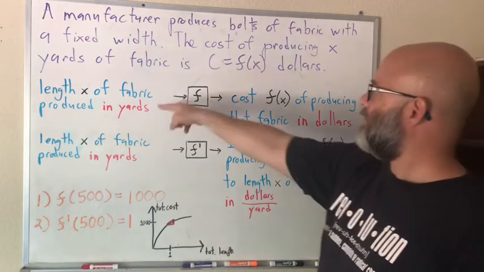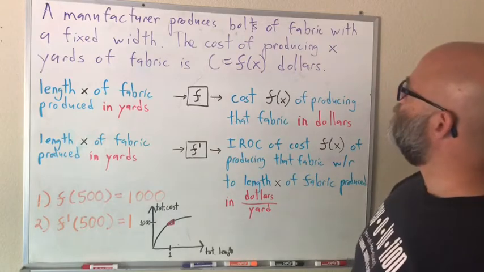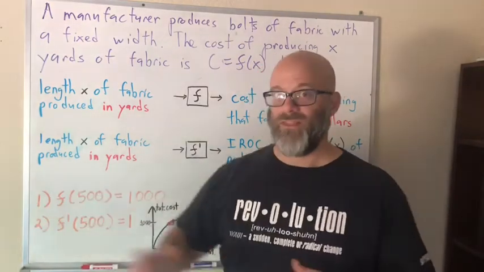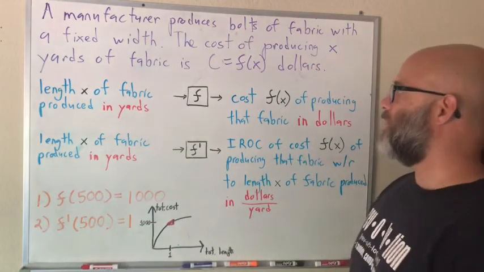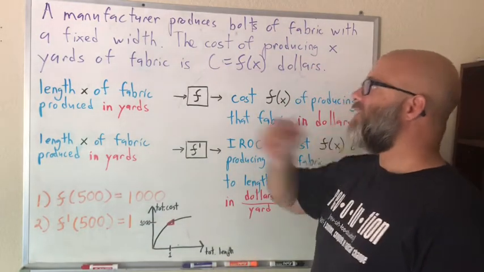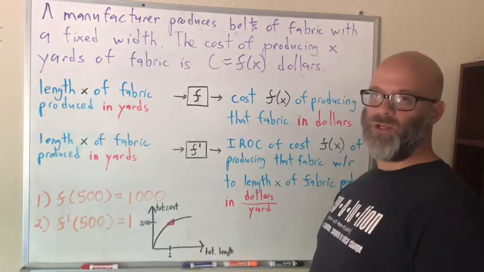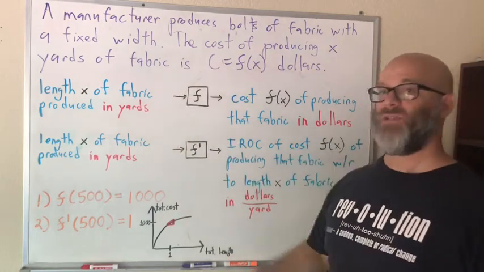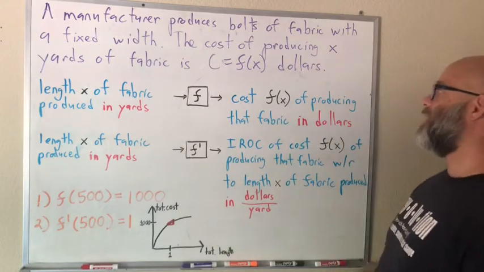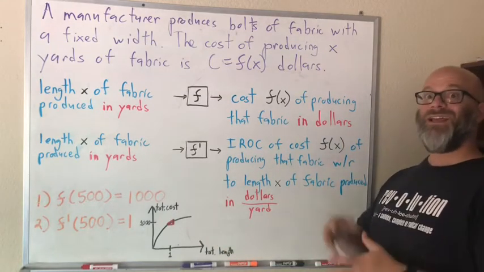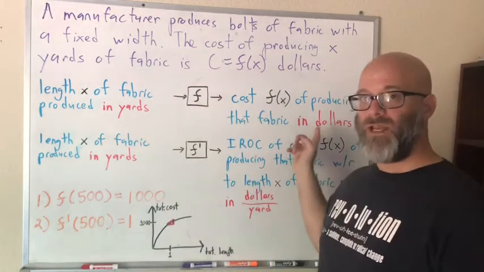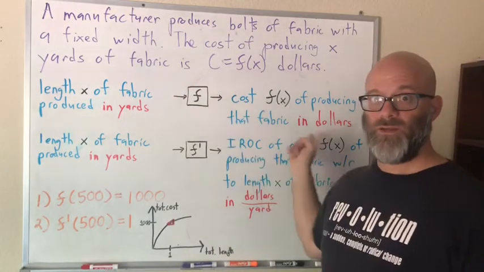Well, what's going in? That bolt has width, but it also has length. The length of the fabric is what you're really measuring. The length x of fabric produced in yards. What goes into the function, length x of fabric produced in yards. What comes out, the cost f of x of producing that fabric in dollars. I got it established: independent variable, dependent variable, in context, units.